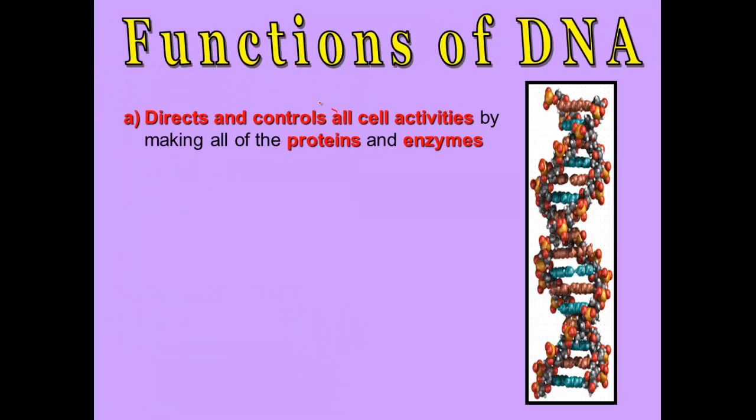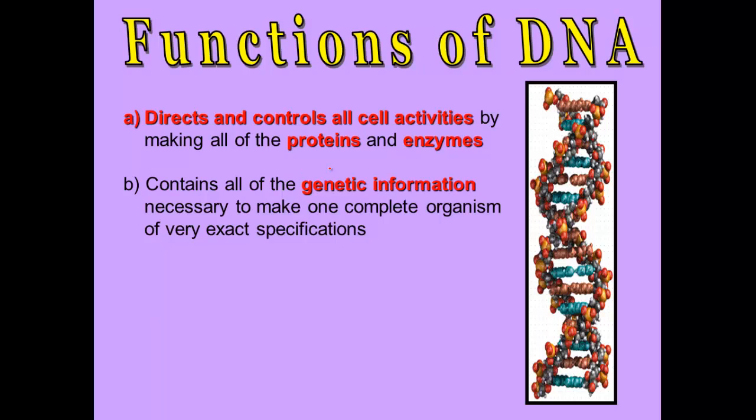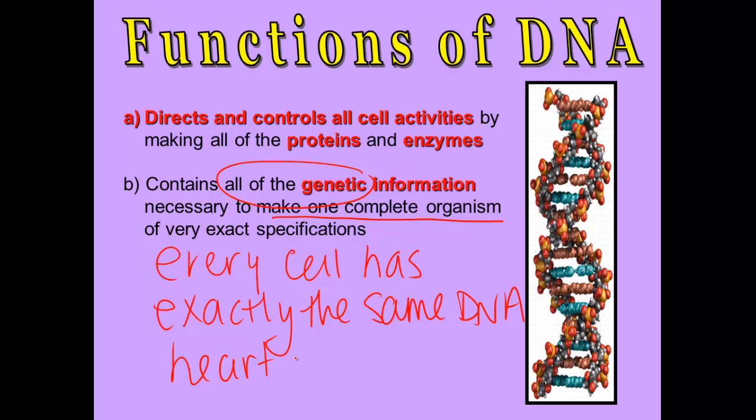So what does DNA do? It controls everything that happens inside the cell, and the way that it does that is by telling the cell which proteins it needs to make. The second thing that we know about DNA is it has all of the genetic information that it needs to make a whole new you, a whole new organism. So every single cell in your body has exactly the same DNA. And what that means is that a heart cell, if we could ever figure out how to do it, has the DNA required to make a brain cell, and vice versa.